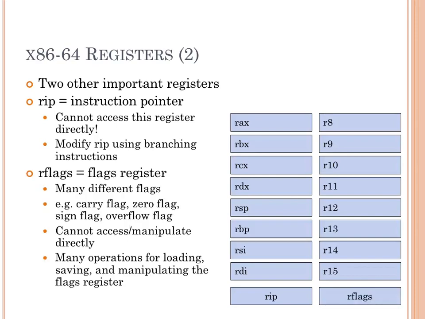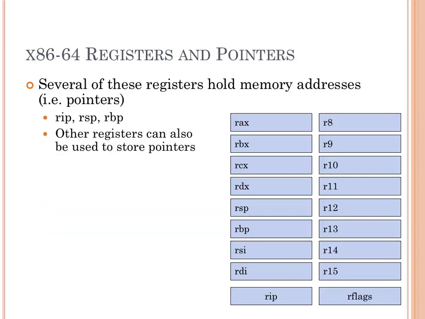Or calling. RFLAGS is the flags register. This is where you have your state from computations. So if an add overflows, that shows up in RFLAGS. Okay, let's see what else we have.